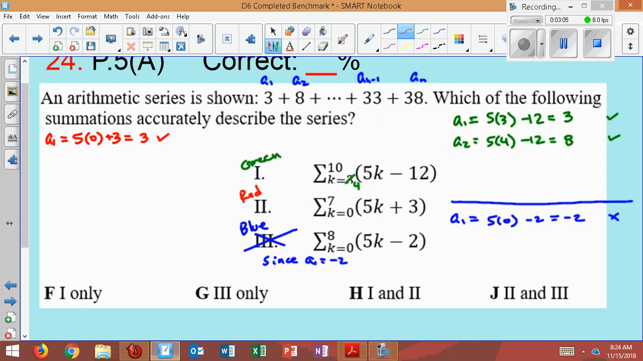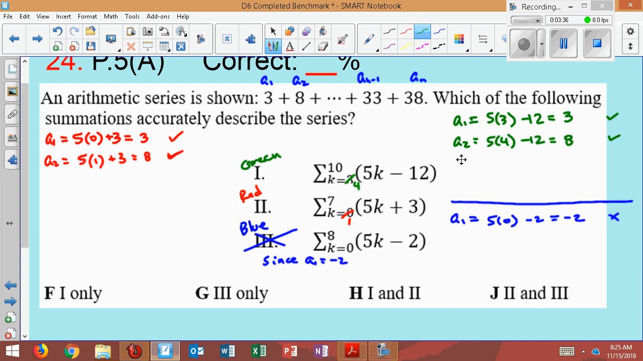Now let's try the red one. Find a sub 2. I'm no longer plugging in 0. I'm going to plug in 1. And so I would plug in 5 times 1 and then add 3. 5 times 1 is 5, add 3, 8. That also looks good. Both of these look good. So now I'm going to jump to a sub n, because that'll be telling, since we know they're growing by 5. It's growing by 5 every time. That's like the slope, if you will.